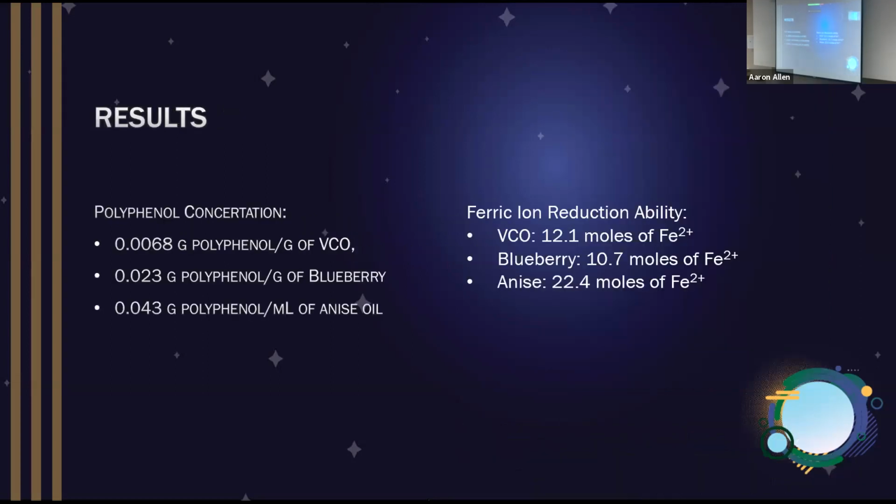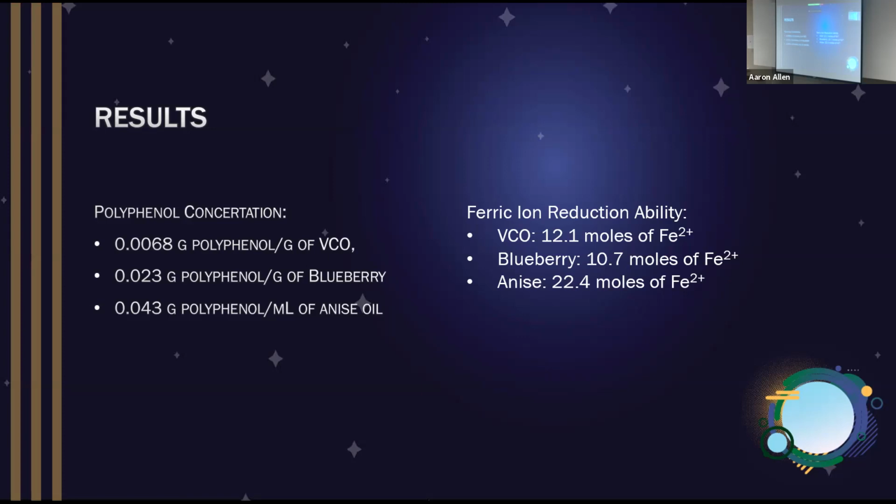So from the results, the total polyphenol concentration in coconut oil was about 0.0068 grams of polyphenol per gram of virgin coconut oil. And this is a lot lower than the blueberry, which was 0.023 grams per plant material, and the anise oil, which was 0.04 grams of polyphenol per milliliter of oil. And although the polyphenol concentration in virgin coconut oil is so much lower than the blueberries, it still showed antioxidant activity and reducing oxidative stress in the yeast cells eventually, that we'll get to.